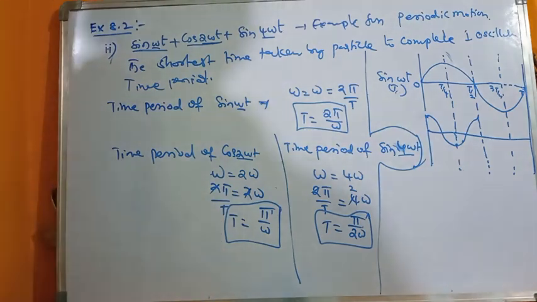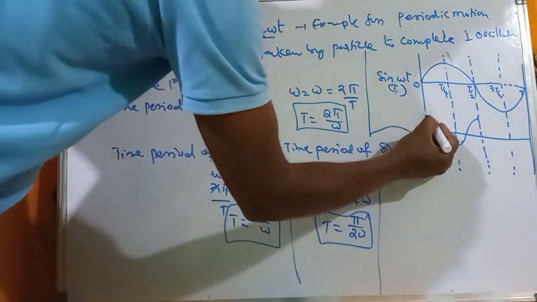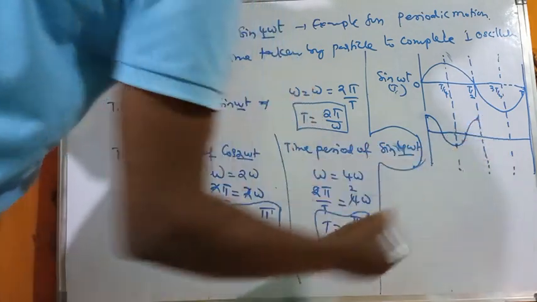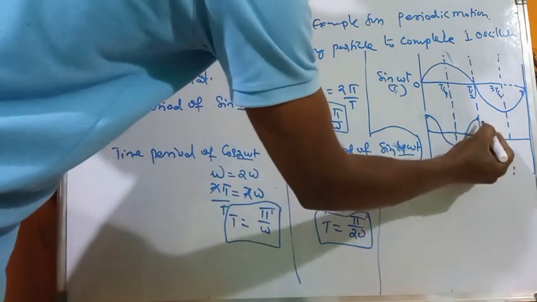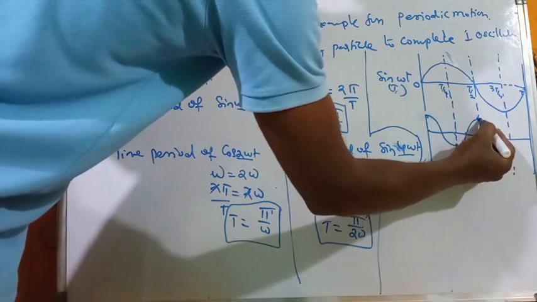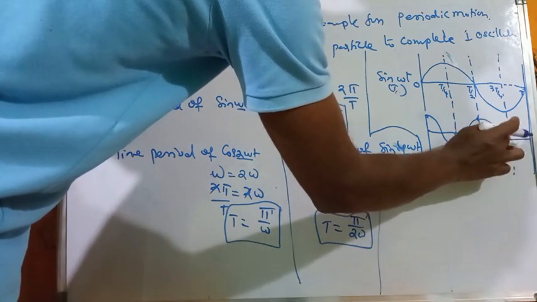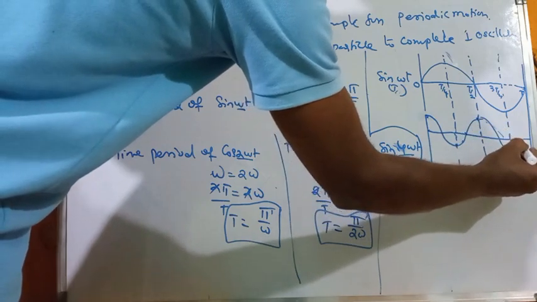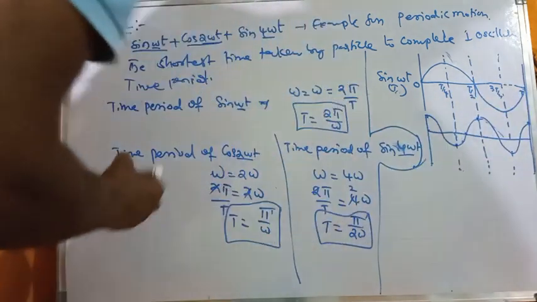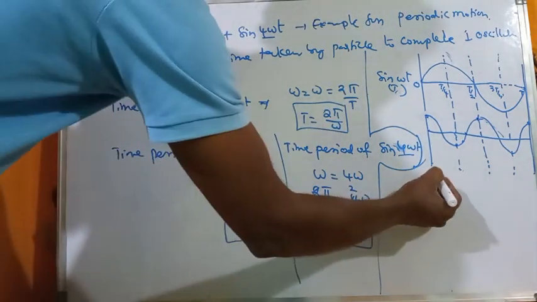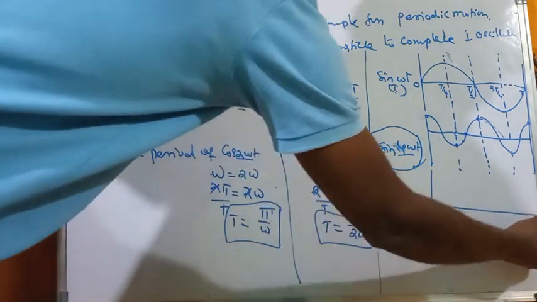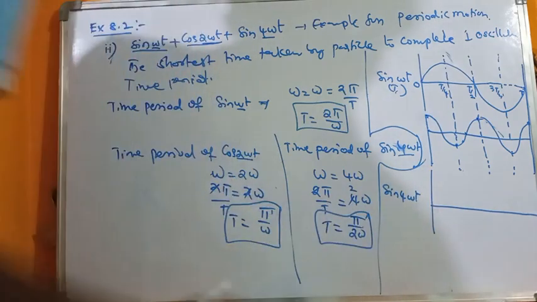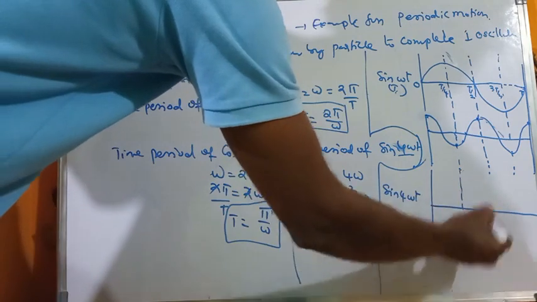This is one cycle. It starts from here, and goes 0, negative, 0, and positive. It completes one cycle up to here, and then after this it goes like this. Okay. So then the last one, this is sin 4 omega t. So it is like this.